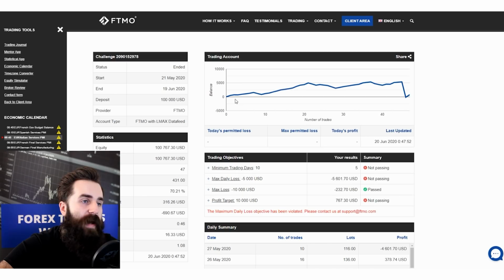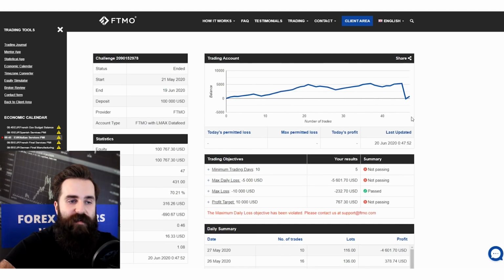Looking at the balance curve, you can see that it doesn't look even that bad. You can see that he reached half of his profit target, or rather above half of his profit target here. But then from his 46th trade, he just went downhill, and that pretty much, I think, caused him to violate this challenge. And this trader was actually trading quite nicely until this point.